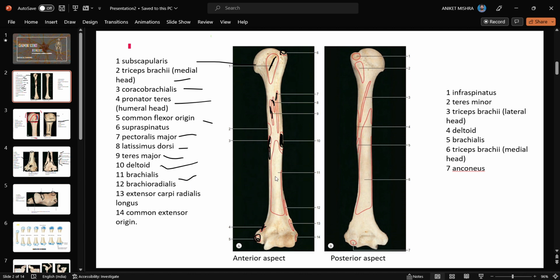Brachialis, this is the part for the brachialis muscle. The brachialis muscle is going to originate from here. It arises from the lower half of the anteromedial and anterolateral surface of the shaft.